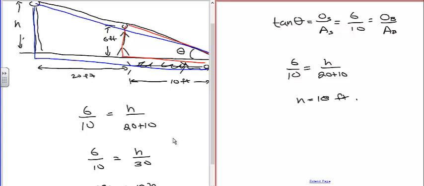So one way is just to not even deal with trig functions. The other is to find the value of the tangent of theta for the smaller triangle, and then use that same angle applied to the big triangle. So I think that's all I'm going to say about those. So those are some examples of the problems that are similar to the homework assignment.